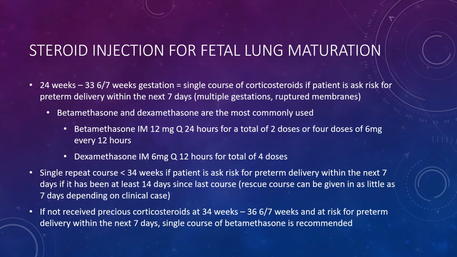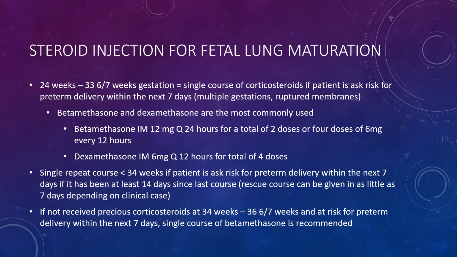All right, to go into a little more detail on the steroid injection for fetal lung maturation, as we said before, it is indicated for 24 weeks and 33 weeks and 6 days if the patient is at a risk for delivering within the next 7 days. This also includes if the patient has ruptured membranes or multiple gestations. The most commonly used ones is betamethasone and dexamethasone.